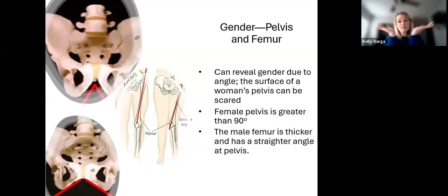And what we see because of that wide pelvic angle in females, the femur actually sits on a larger angle versus the male. It's going to be more up and down, more straight, because again, they're not preparing for birth.